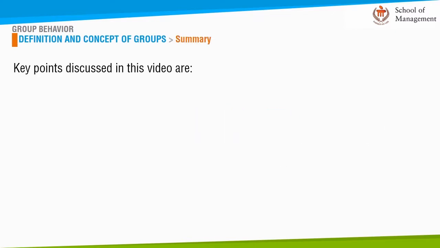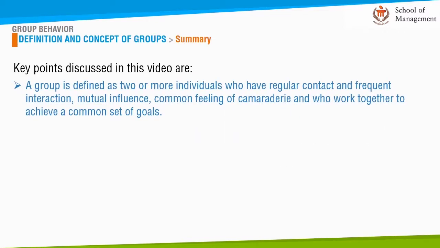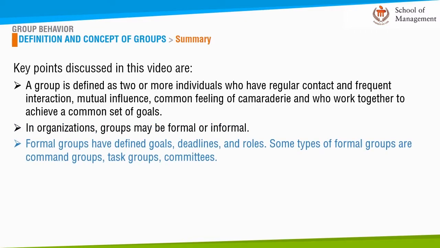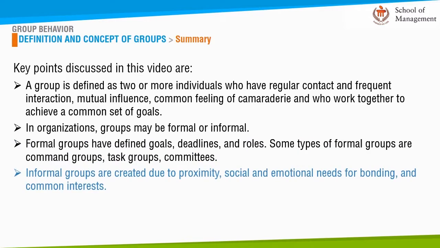Key points discussed in this video are: a group is defined as two or more individuals who have regular contact and frequent interaction, mutual influence, common feeling of camaraderie, and who work together to achieve a common set of goals. In organizations, groups may be formal or informal. Formal groups have defined goals, deadlines, and roles. Some types of formal groups are command groups, task groups, committees. Informal groups are created due to proximity, social and emotional needs for bonding and common interests.